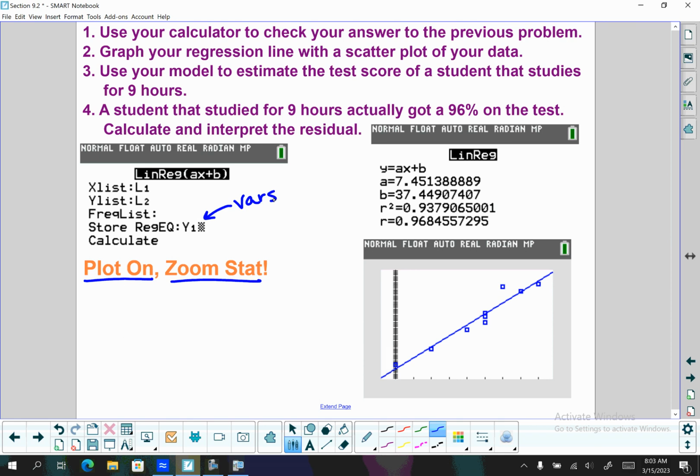Use your model to estimate the test score of a student that studies for 9 hours. All you're doing is plugging 9 in for X. So again, I'm going to give it 3 decimal places, plus 37.449. And you could do estimates the other way also. You could say, if I want this particular test score, how long would I have to study? So you can plug in numbers for Y and solve for an X. So it looks like they get 104.508% is their score if you studied for 9 hours.